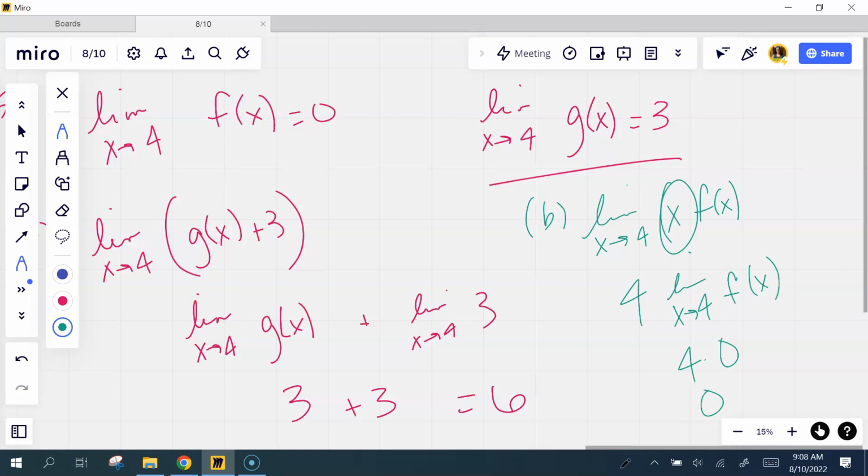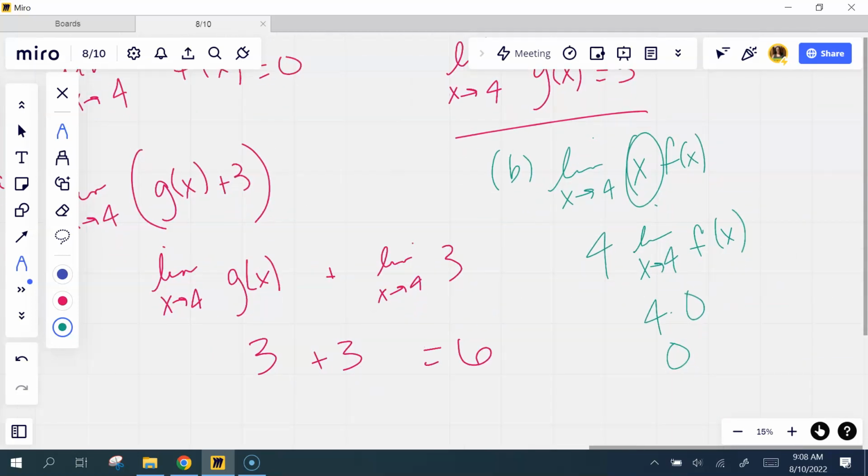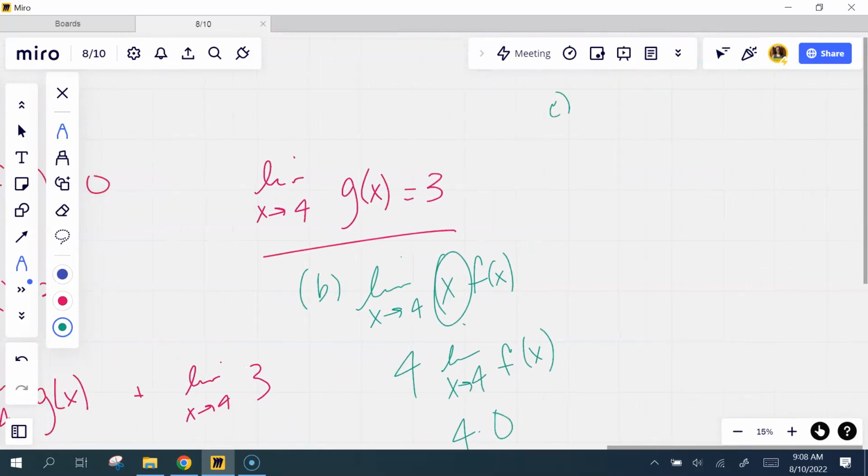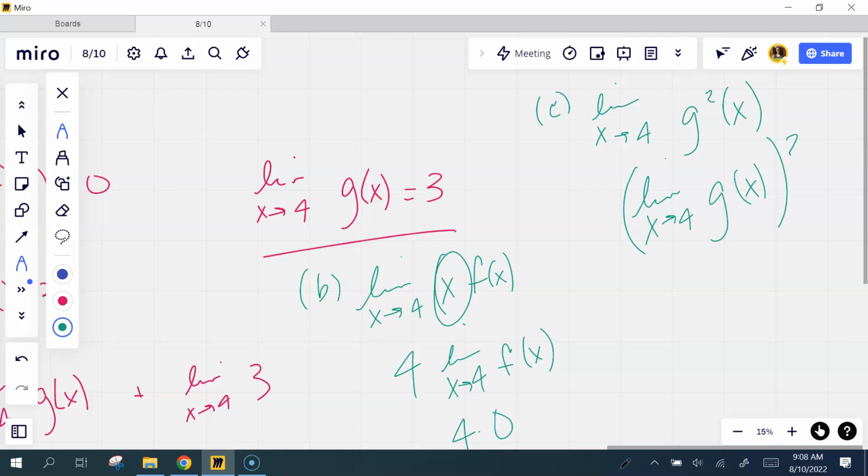How about the limit? This is part C. The limit as x approaches 4 of g squared of x. What does that property about exponents tell us? Square the whole thing. That's exactly right. So I'll do the limit as x goes to 4 of g of x, and then I'll just square that whole limit.